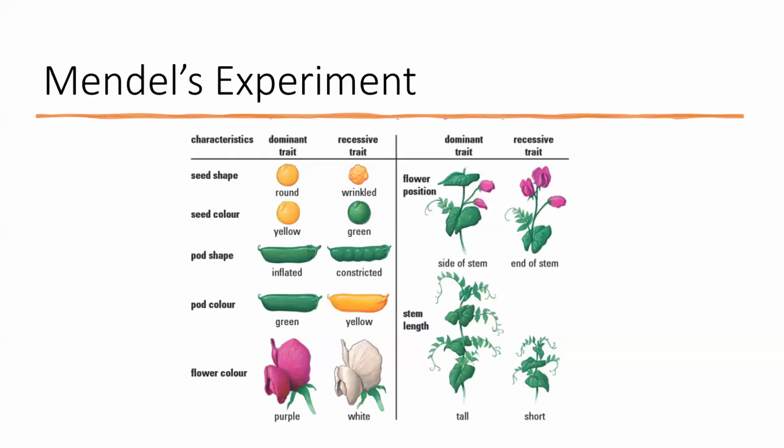So he did a bunch of experiments, and then he found out that certain traits in the pea plants are dominant over other traits. For example, a round seed is going to be dominant over wrinkled, yellow is dominant over green, and so on and so forth. I am going to show you one of his experiments and guide you through it, and hopefully you will understand how to figure out if something is dominant or recessive.